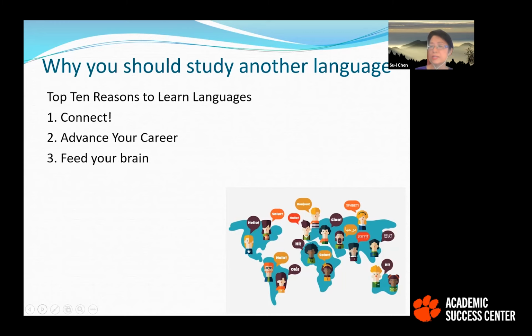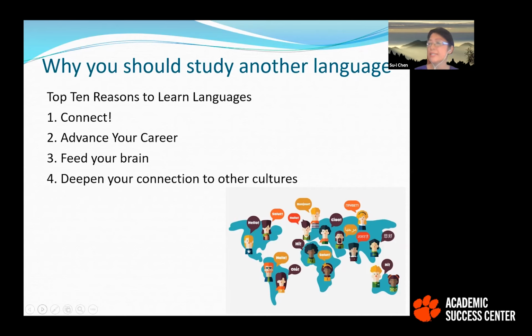I think that's because when you learn a different language, you use different parts of your brain to process that language, combined with the language you use every day. So you are exercising your brain a lot. It kind of stimulates your brain a lot.